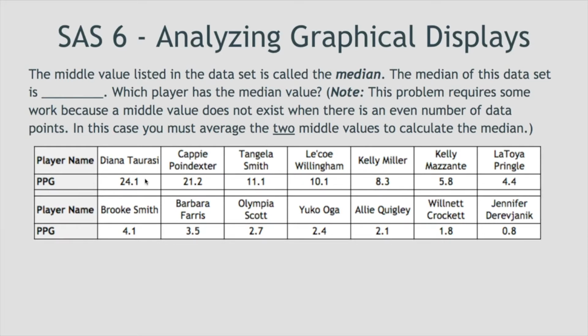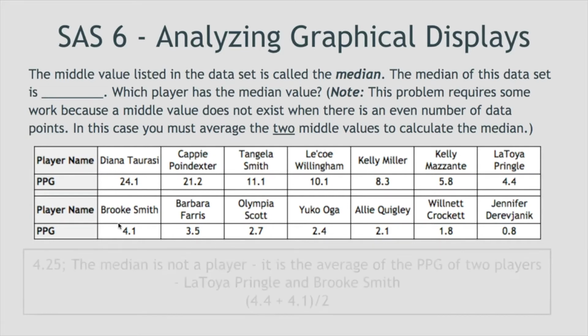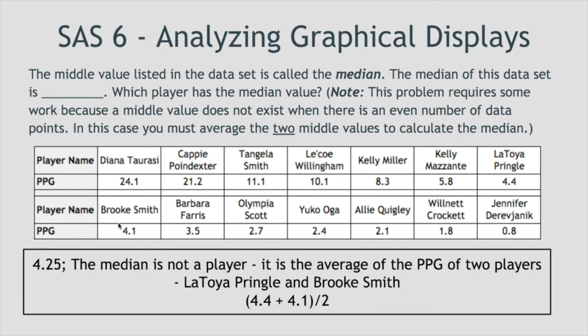Now, if you notice in this case, there are 14 numbers. So we have to look at the 7th and 8th value, Latoya Pringle and Brooke Smith. We add them together, which gives us 8.5, and we divide that in half, and we get 4.25. And as I said, 4.25 is the points per game. The median is not a player. It's the average of those two players, Latoya Pringle and Brooke Smith.